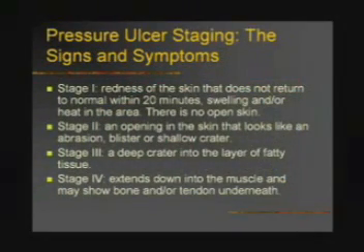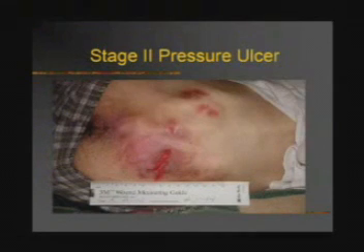A stage 2 pressure ulcer is an opening in the skin that looks like an abrasion, a blister with fluid in it, clear fluid, or a very shallow crater. This is an example of stage 2 pressure ulcers. Note the lower back. This patient has shallow, superficial, open areas.